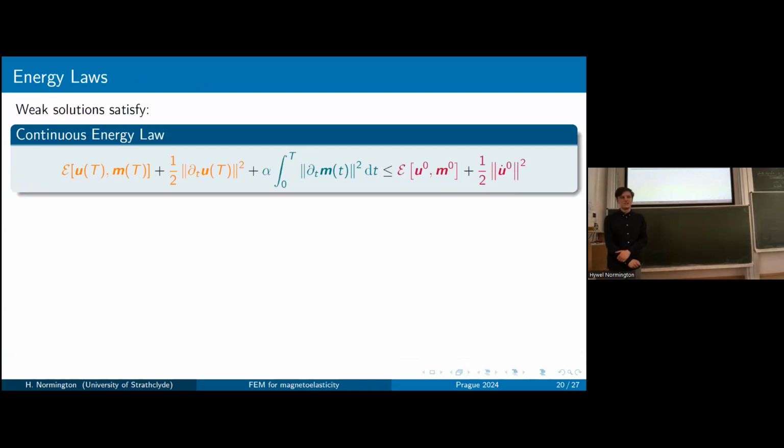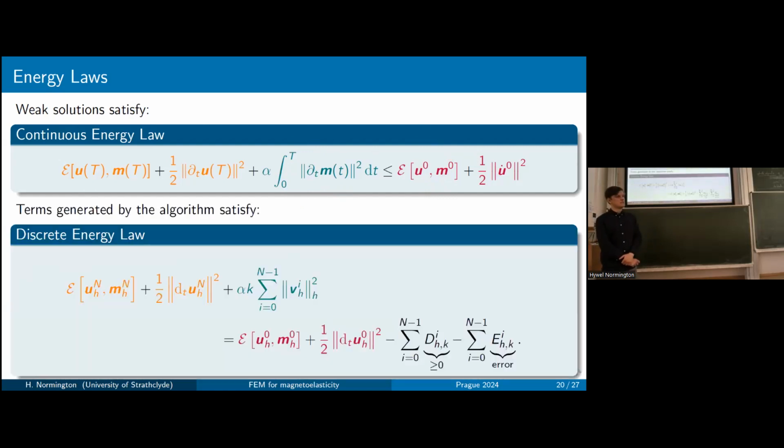Now, back to this energy law, which is the pesky part of our problem. This is what the continuous energy law looks like. So given some time t, if you add on the current kinetic energy and the actual energy, you should have less energy than you started with. That's at least the hope. And if you have more dissipation, it should lose it quicker.